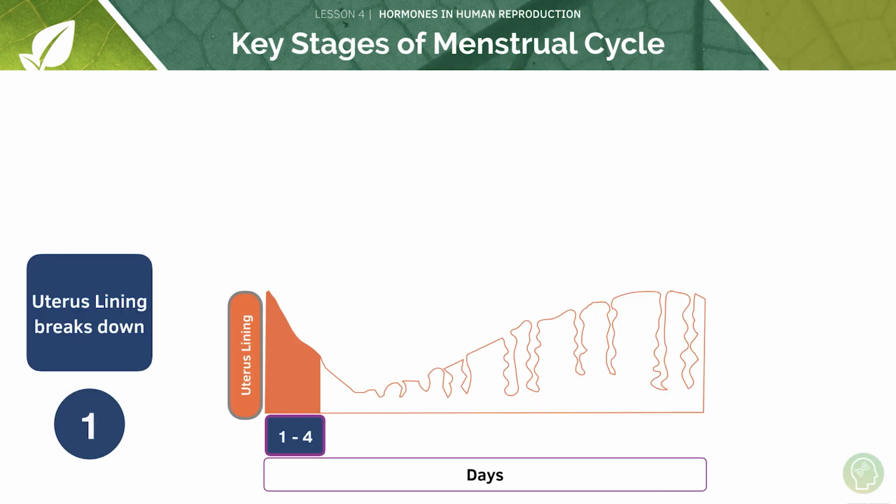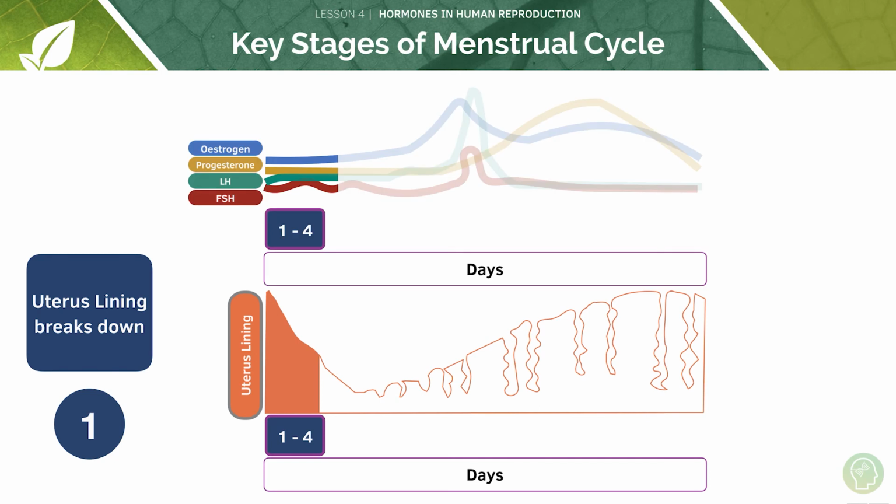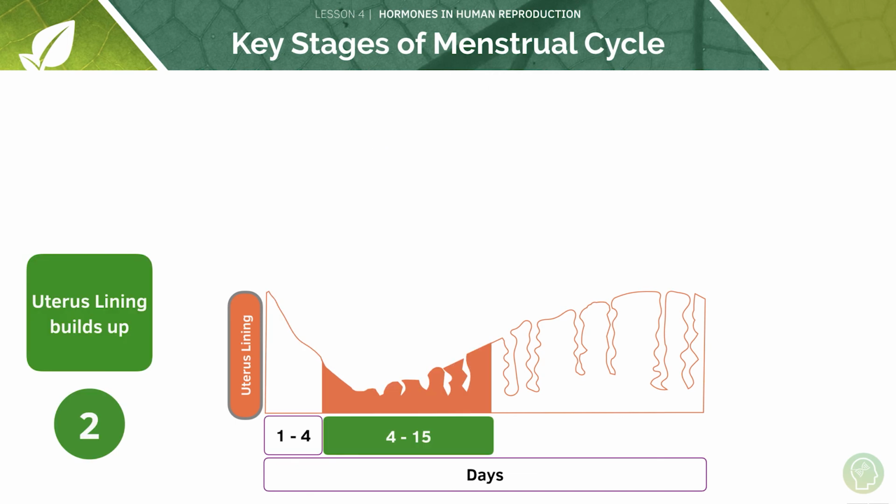So for example, let's have a look at this graph. So the uterus lining breaks down here at this early stage of the cycle, days 1 to 4. So this is because we have very low concentrations of estrogen and progesterone. Now remember, estrogen is responsible for building up the lining of our uterus wall, and progesterone is responsible for maintaining it. So without both of these, we're essentially not going to be driving any growth or maintenance of the uterus lining. So it breaks down in days 1 to 4.